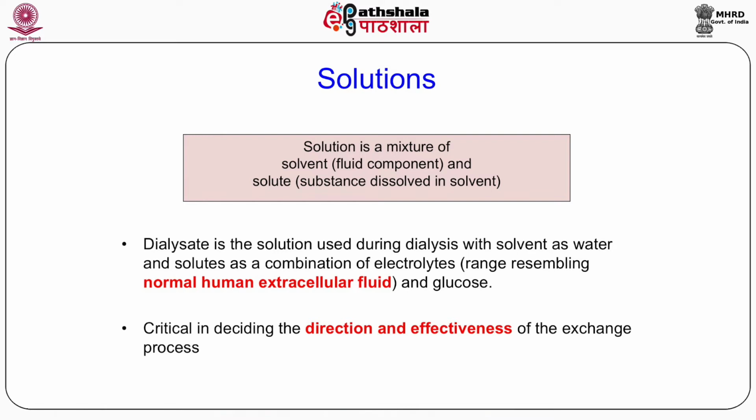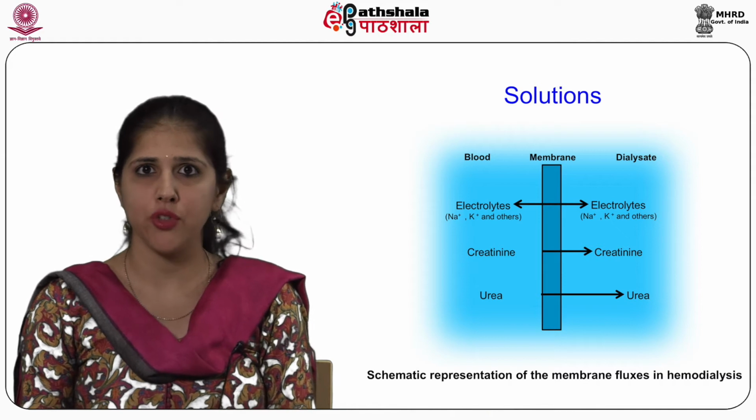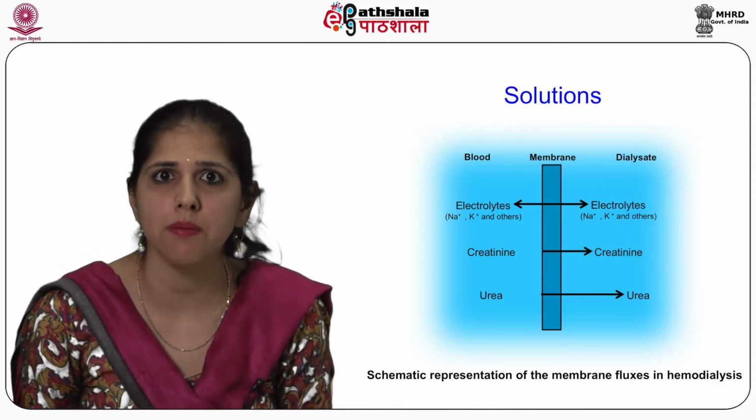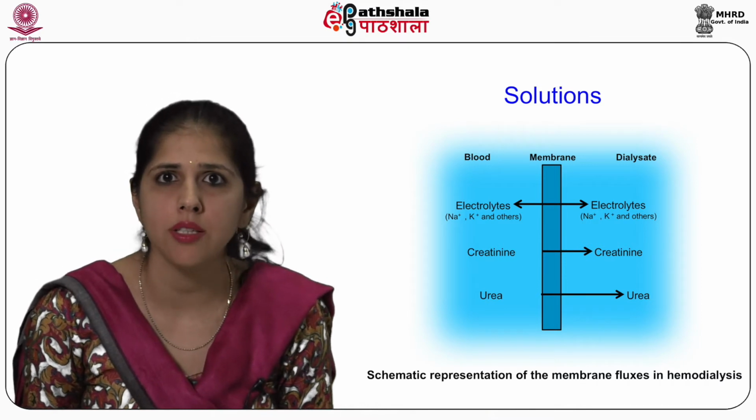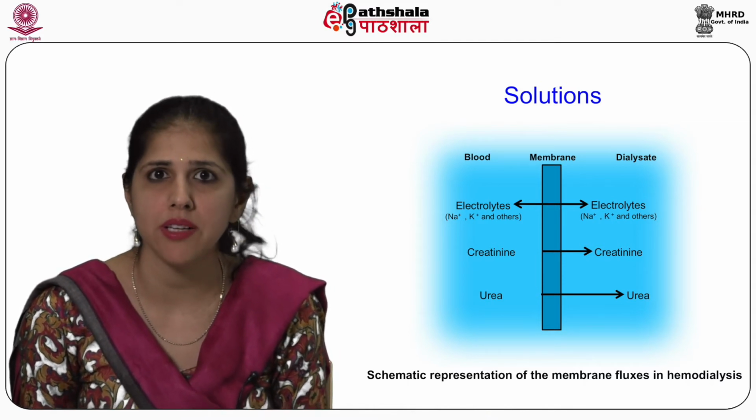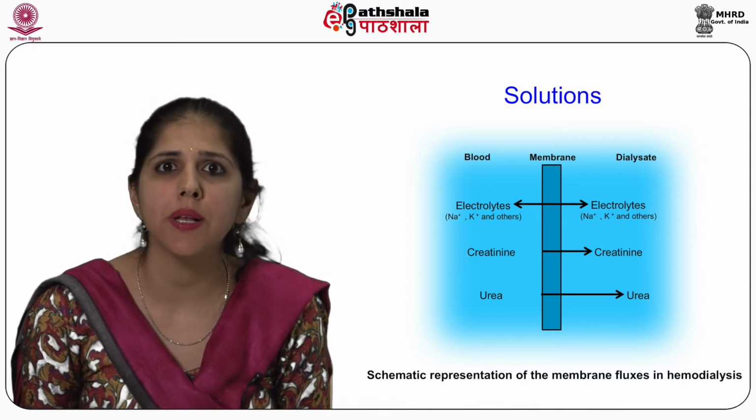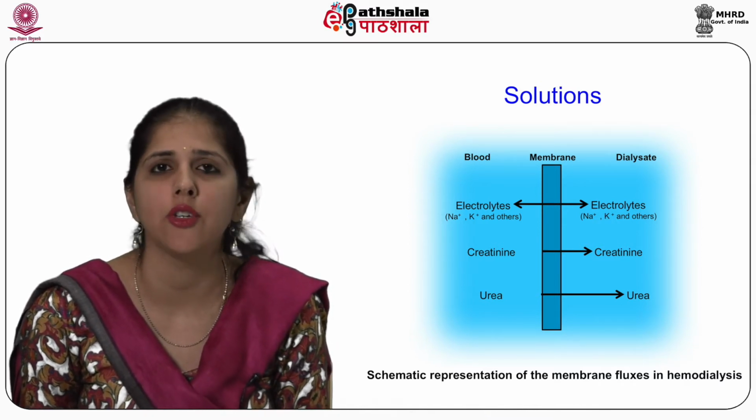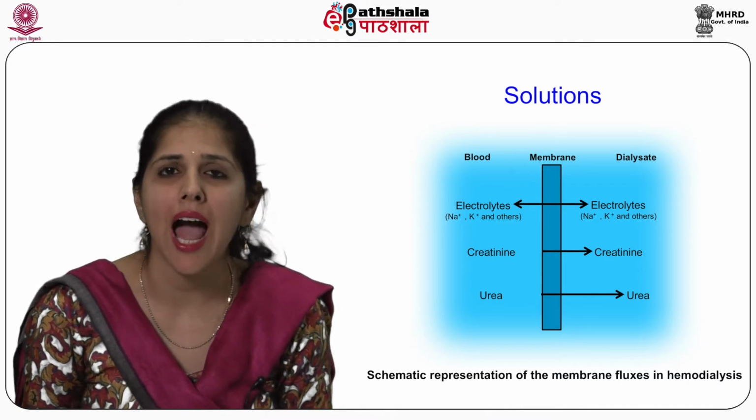The important thing here is that the dialysate solution should be similar to the extracellular fluid concentration, and this dialysate solution concentration basically decides the direction of the process of exchange across the semi-permeable membrane and also how effective this process of exchange is. As you can see in this picture, the semi-permeable membrane separates the two compartments of blood and dialysate solution. Because the dialysate solution does not have the waste products which are present in the patient's blood, this ensures complete removal of the waste products from the patient's blood into the dialysate solution, as depicted by the arrow.